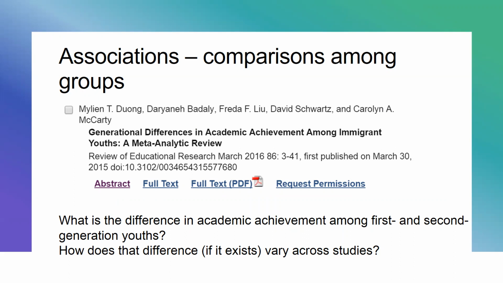And if that difference exists across studies, does it vary across studies? Does it vary for different immigrant groups? Does it vary for different time periods and so forth?